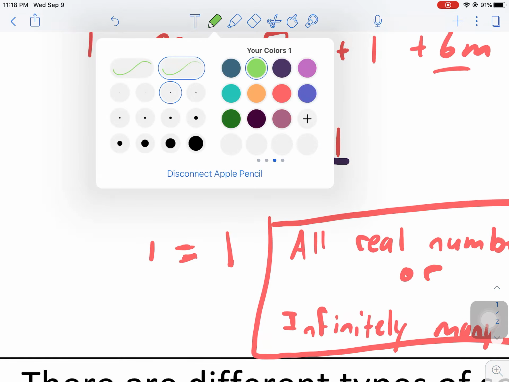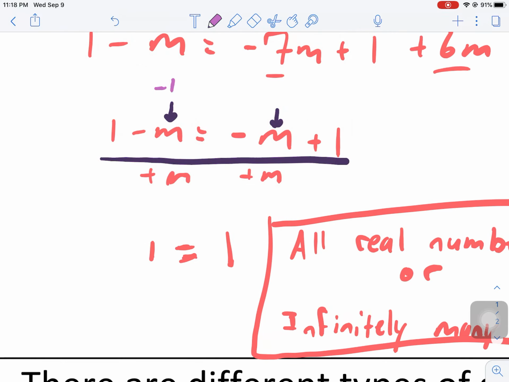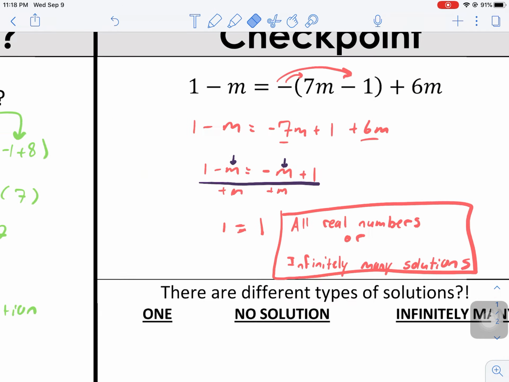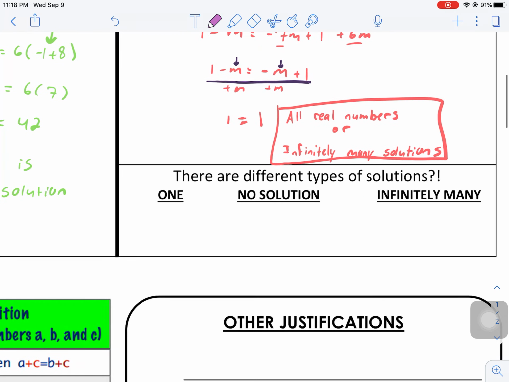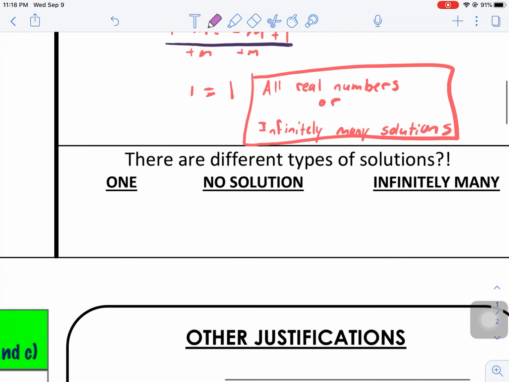Okay, well, let's try a negative number then. Negative 1, right? So if we plug in negative 1, 1 minus negative 1 would be 2. Negative negative 1 is 1, plus 1 is also 2. Okay, so as you can see, there's a lot of different numbers we can plug in. So this is a special case.